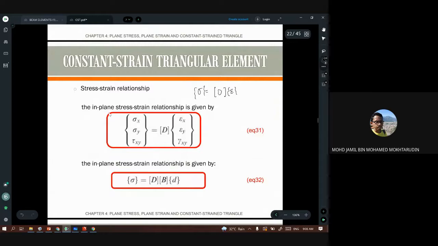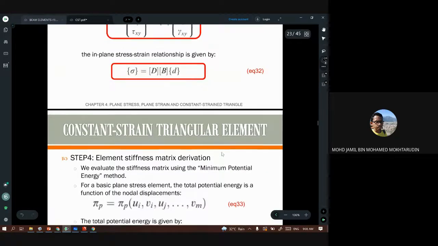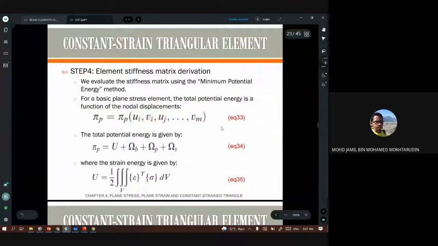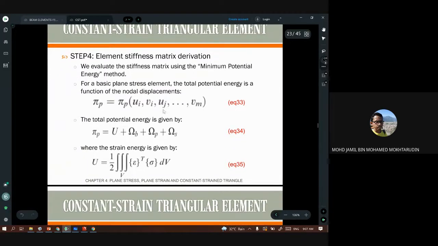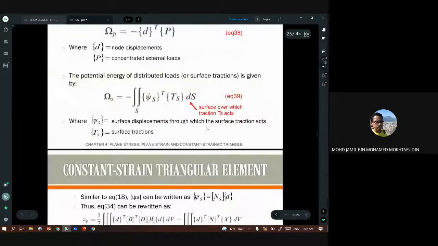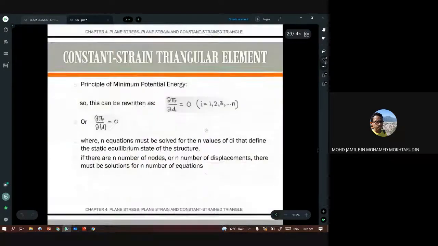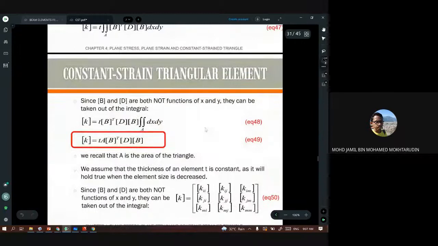Later on, the question will give either plane stress or plane strain, so you use D according to what the question asks you. So this is about finding sigma and epsilon, or strain and stress. But your constant strain triangle also has an element stiffness matrix, similar to truss element and beam element. So we go straight to the formula for the stiffness matrix.